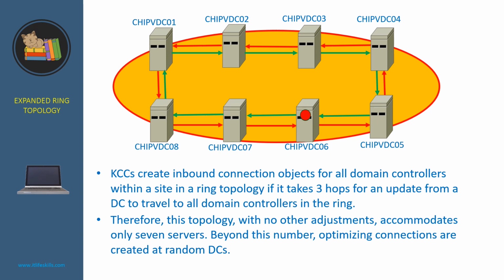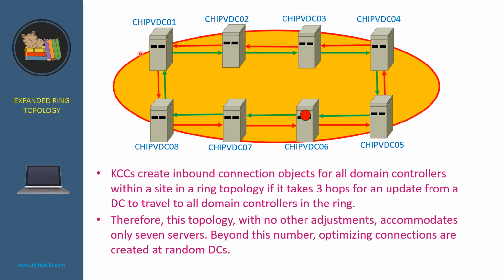Let's learn about expanded ring topologies. As you know, KCCs create inbound connection objects for all domain controllers within a site in a ring topology if it takes 3 hops for an update from a DC to travel to all domain controllers in the ring. Therefore, this topology with no other adjustments accommodates only 7 servers. Beyond this number, optimizing connections are created at random DCs.